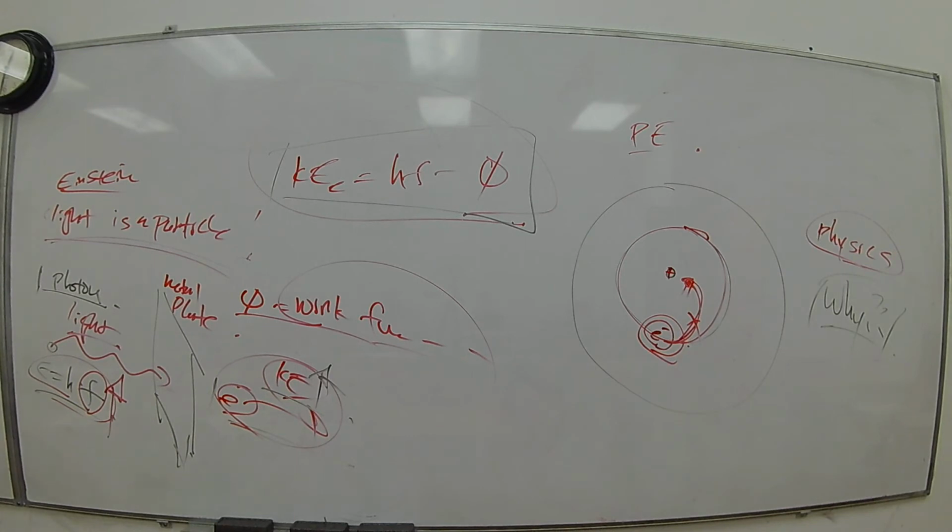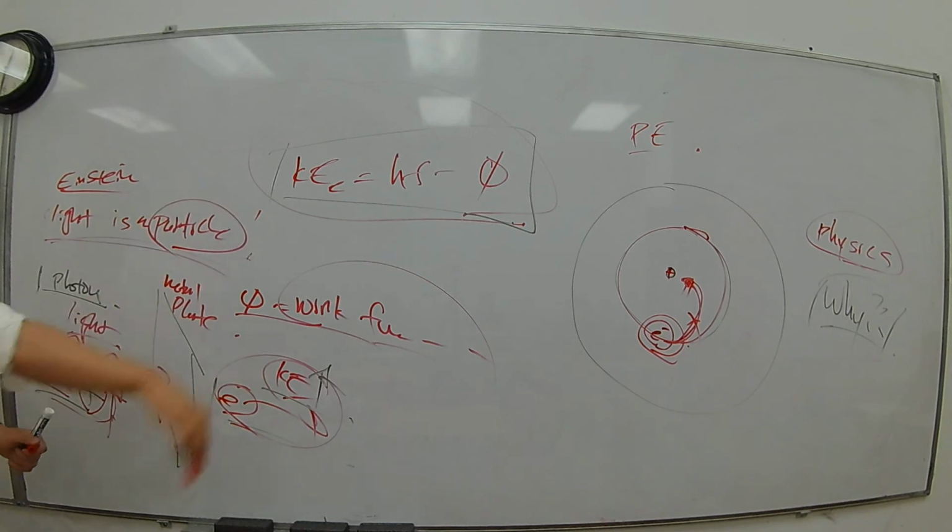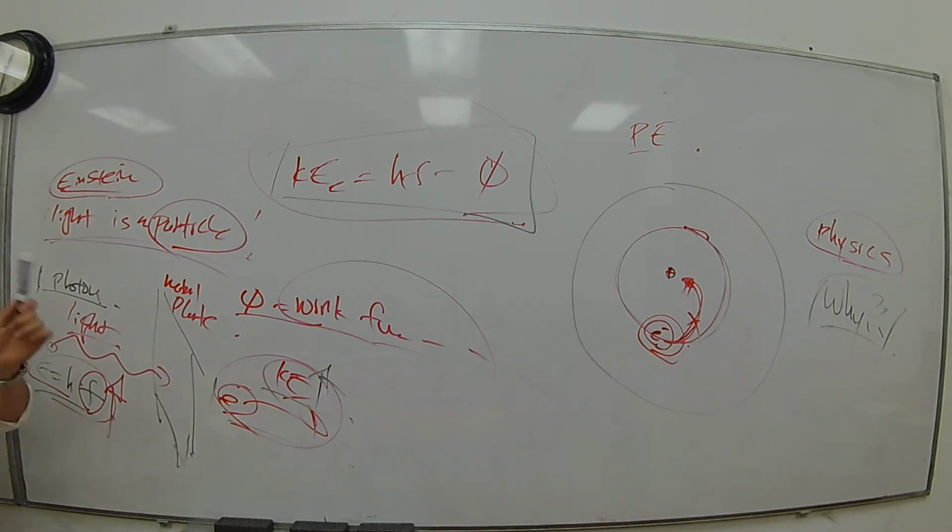Okay, so light, we know for a fact, is a wave. But sometimes it can act as a particle, based on Einstein's photoelectric effect, and that is what he got the Nobel Prize for.